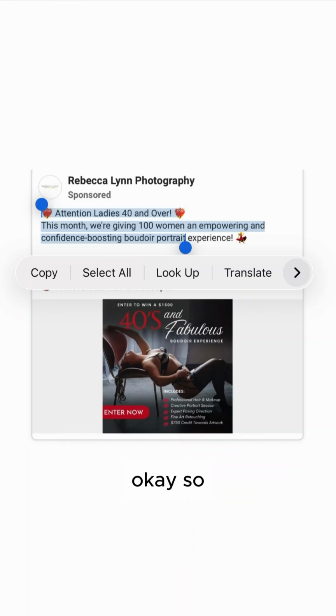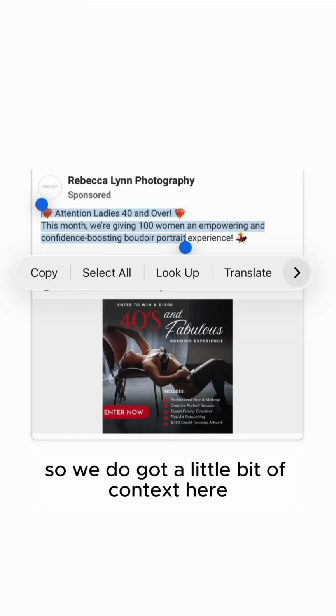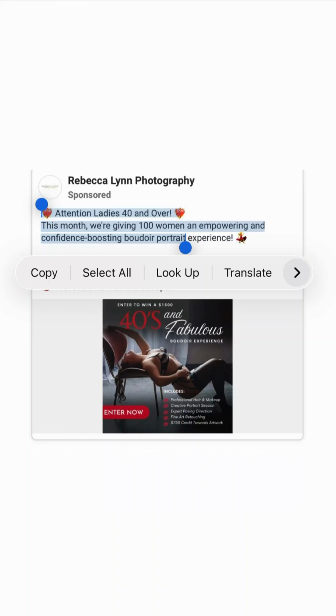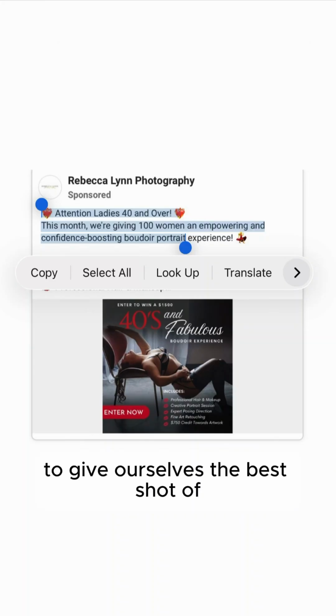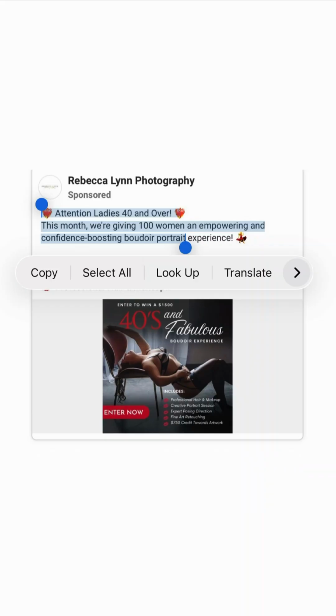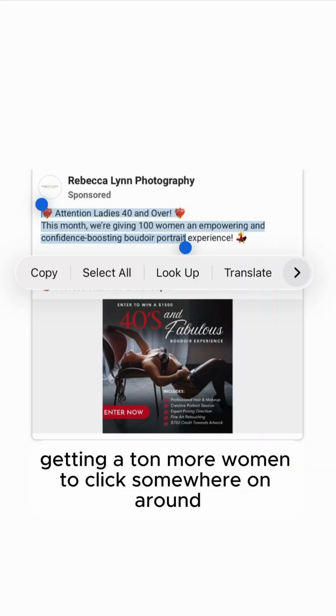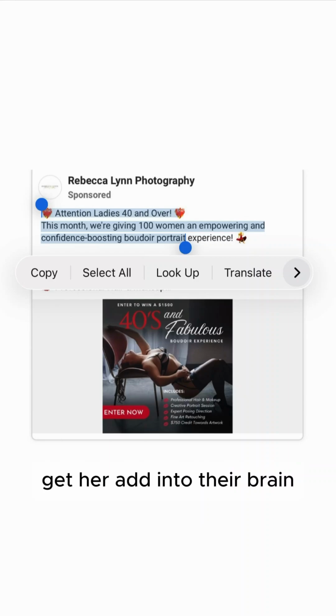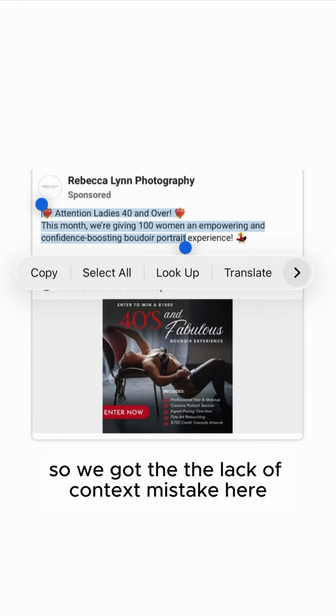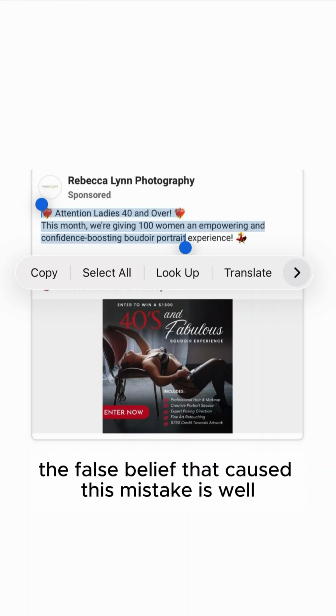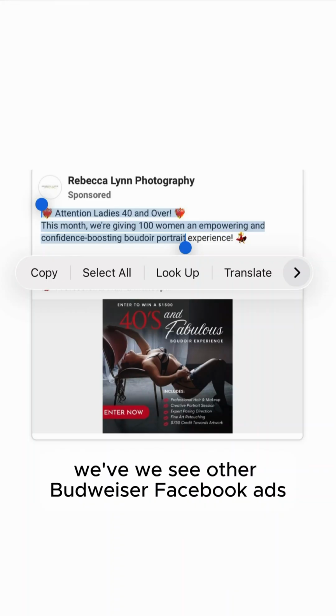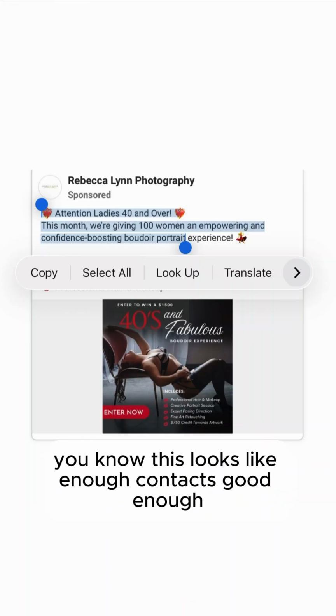Okay, so we do have a little bit of context here. Not as much as we need, though, to give ourselves the best shot of getting a ton more women to click somewhere on our ad and get our ad into their brain. So we have the lack of context mistake here. The false belief that caused this mistake is, well, we see other boudoir Facebook ads. This looks like enough context, good enough.